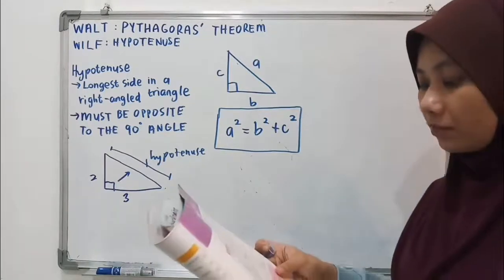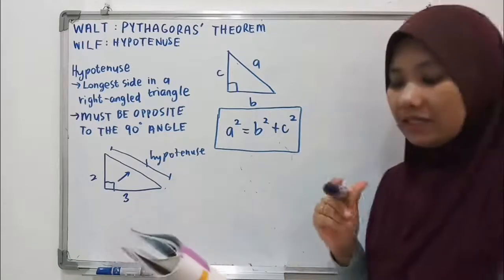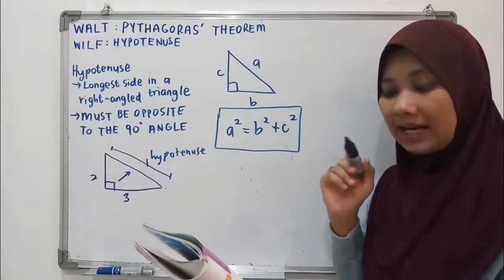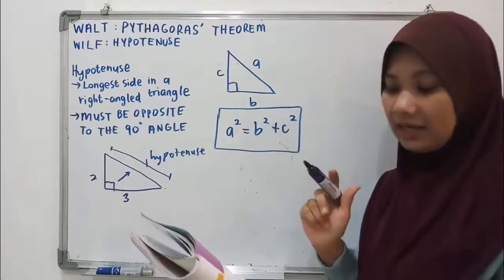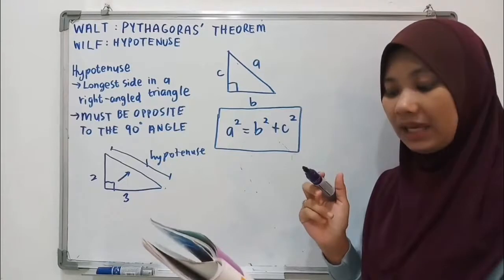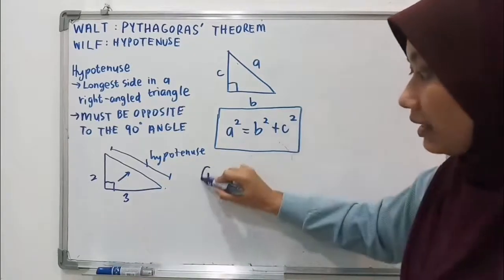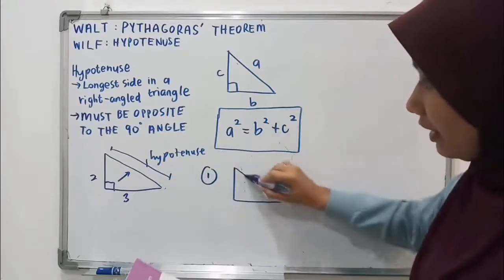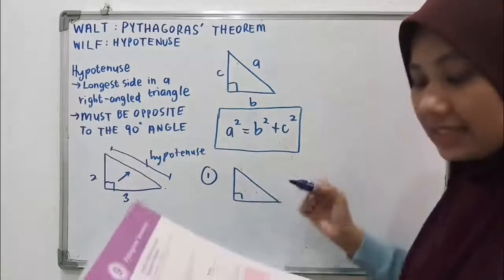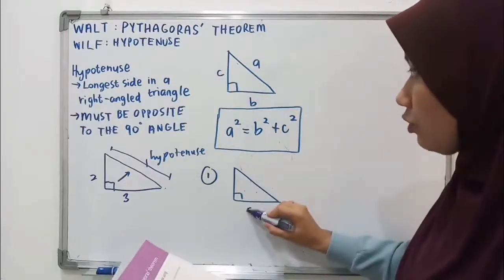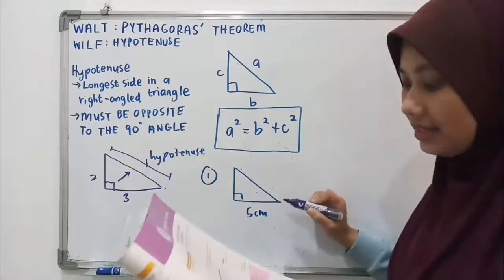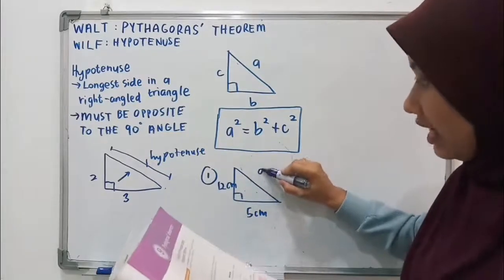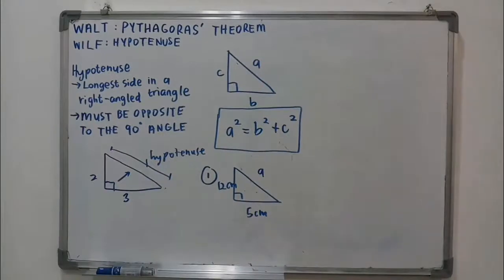Refer to your worksheet, number 1. Find the hypotenuse, which is A, in each case, given the values of B and C. Let's say question number 1 here. If you want to draw, you can also. Stated in the question, B is 5 cm, so put 5 cm here. And C is 12 cm, put 12 cm here. So now this is A, the hypotenuse.